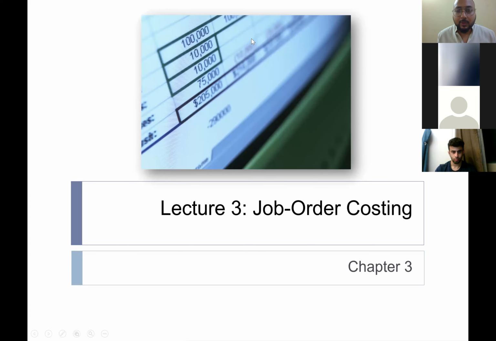So today we are starting a new chapter, job order costing. It is chapter 3. I will be uploading the textbook material on both our platforms, WeChat and Blackboard.